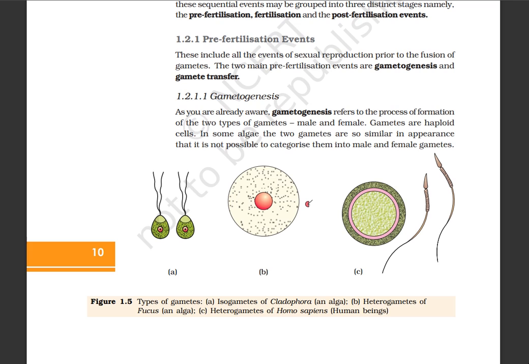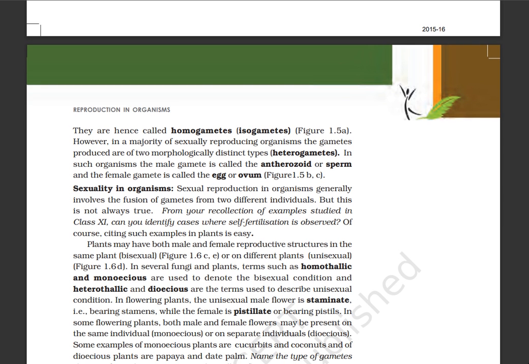In some algae, the two gametes are so similar in appearance that it is not possible to categorize them into male and female gametes. They are hence called homogametes, isogametes, figure 1.5a. However, in a majority of sexually reproducing organisms, the gametes produced are of two morphologically distinct types, heterogametes. In such organisms, the male gamete is called the antherozoid or sperm, and the female gamete is called the egg or ovum, figure 1.5b, c.